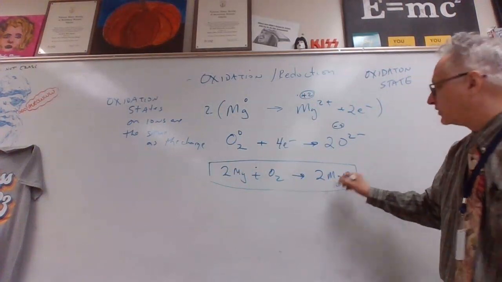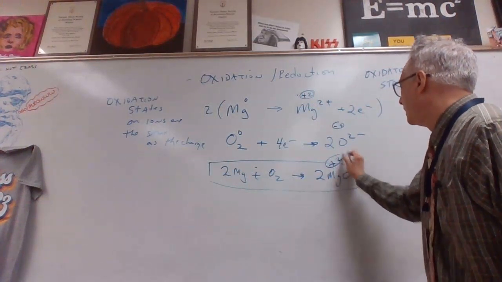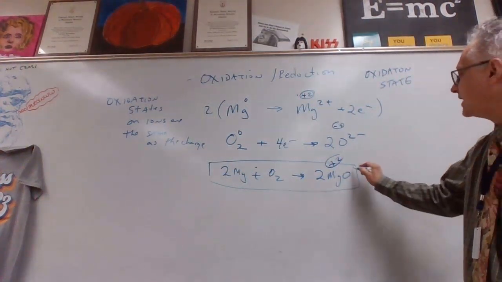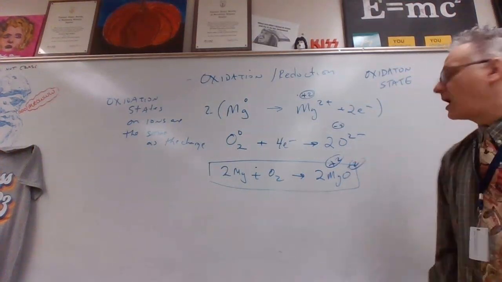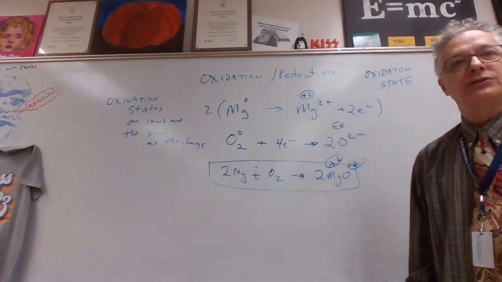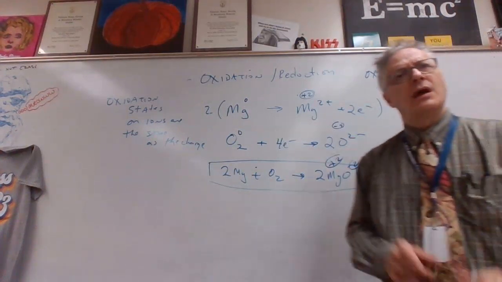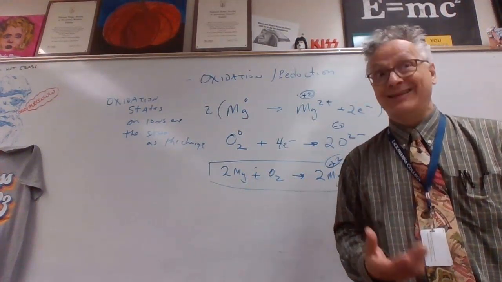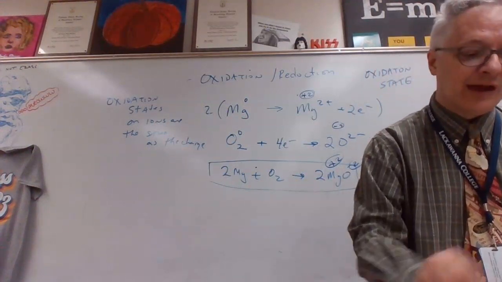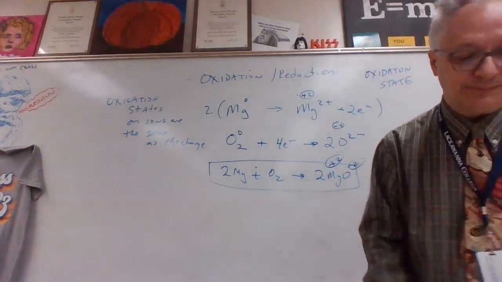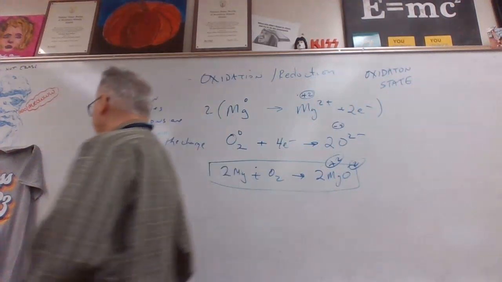I know magnesium's in group 2, so it's in the +2 oxidation state, and I know that oxide gets a -2. So that's a little bit of review. Now the trick becomes, what happens when I have covalent compounds? How do we deal with covalent compounds? Well, let's talk about those for a little bit.